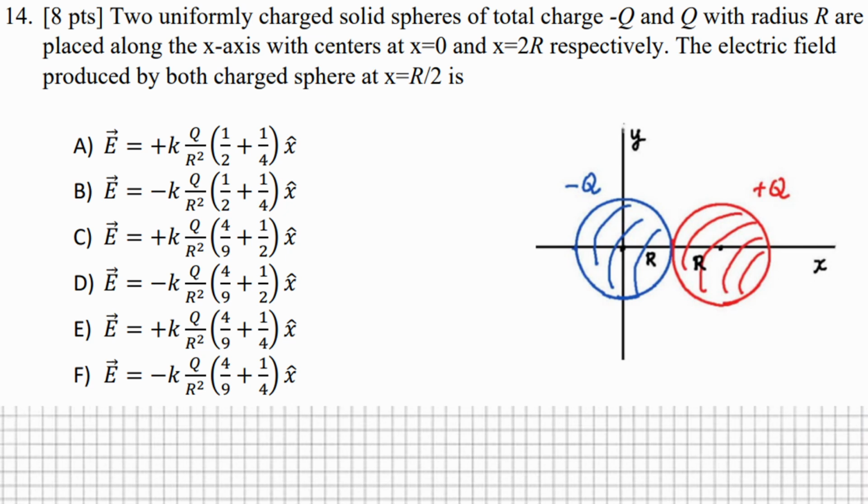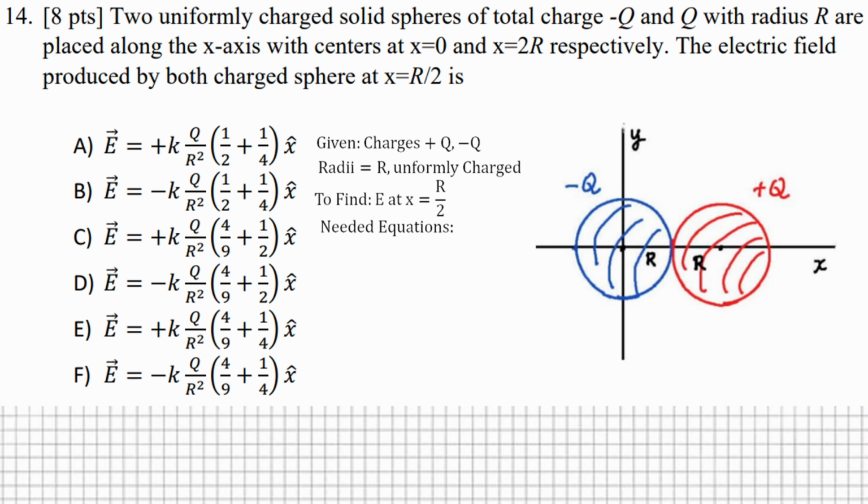Reading this question, we are given that the spheres have minus q and plus q charge, their radius is r, and that they are both uniformly charged. We are required to find the electric field at x equals r over 2 on the x-axis. Needed equations are E equals kq over r squared and E equals kqr over r cubed. They're the equations for the electric field outside the sphere and inside the sphere.